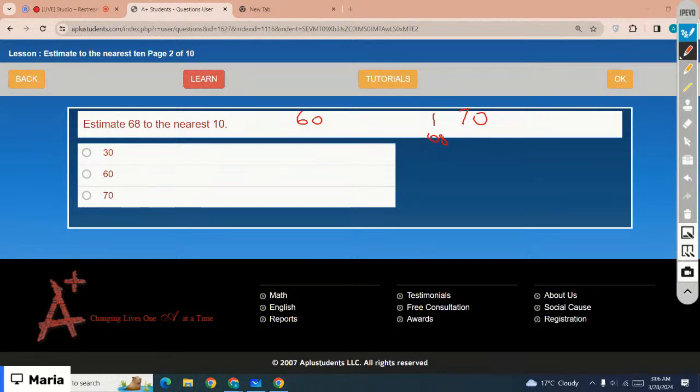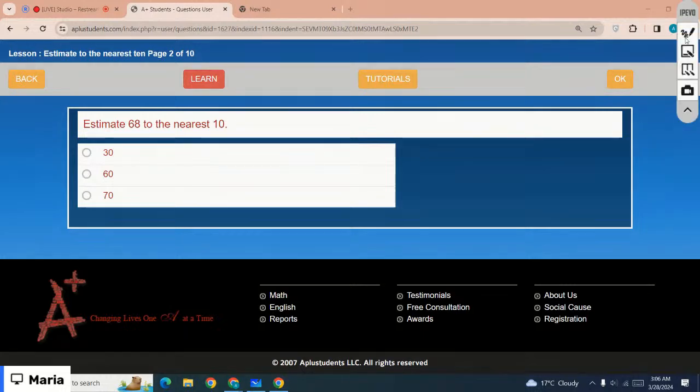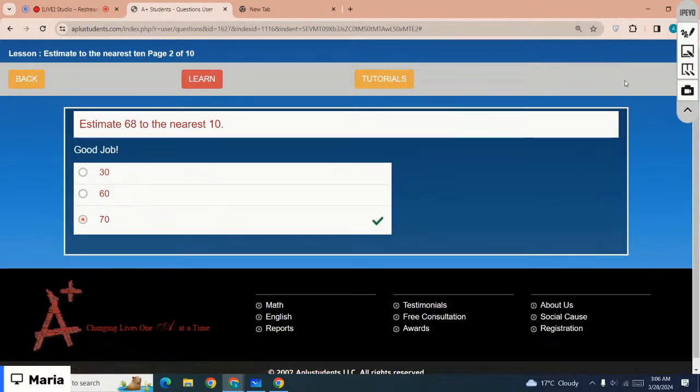So the correct option is 70. Got it? Basically, you have to see the number is near to which 10. If it is near to the next one, you have to round up.